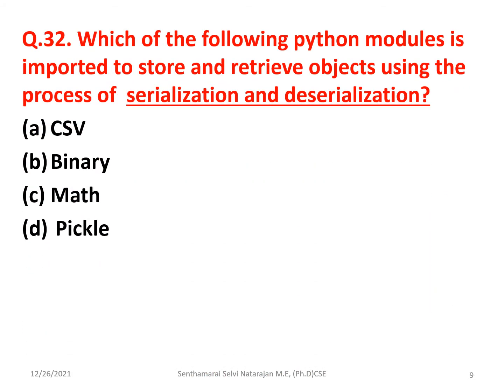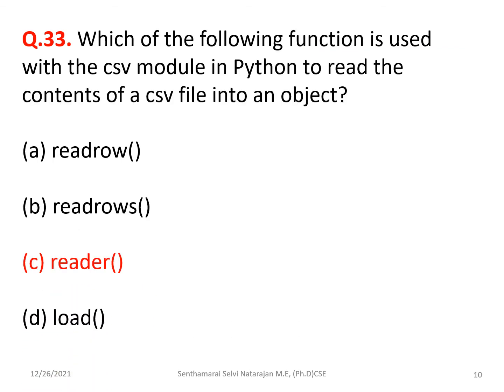Next, moving to the 32nd question. Here they are asking for the module for object serialization and deserialization. You know that we discussed this concept in section A2. So the answer is the pickle module. Then the 33rd question. Here also they are asking for the function in the CSV module in Python to read. You know that reader is the answer.